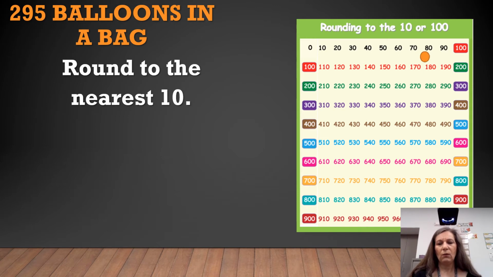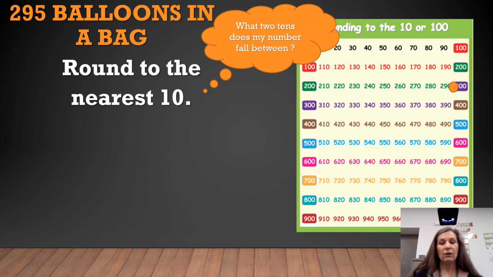So we would look for where that number is in the number chart. It's going to lie between 290 and 300. Remember, 300 is also a group of 10 when we're rounding to nearest tens as well. Then we're going to ask ourselves, what two tens does this number fall between? So the number falls between 290 and 300.